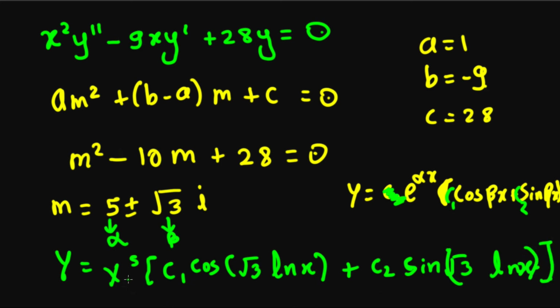Okay, so this is the solution if it's a complex number, and if it's a Cauchy-Euler, this is going to be the pattern. Okay, this is not the solution, because this is if it's not a Cauchy-Euler. If it's a Cauchy-Euler, this is the solution. Okay, that's it.